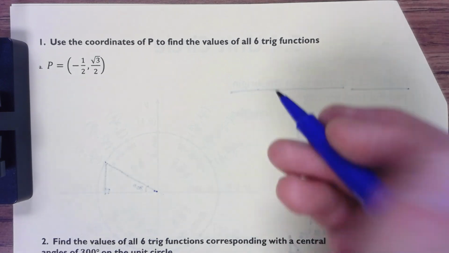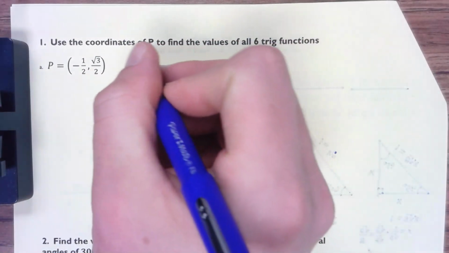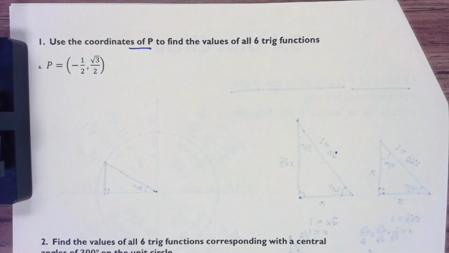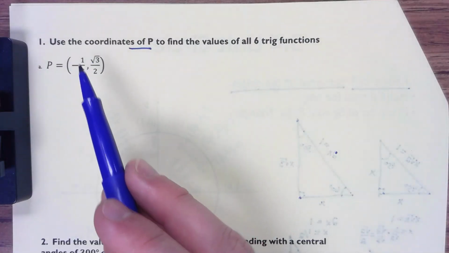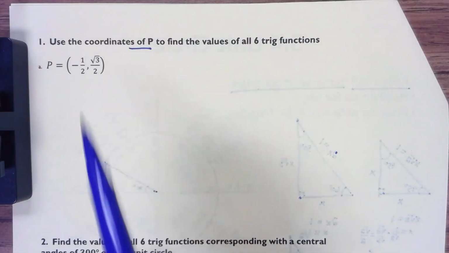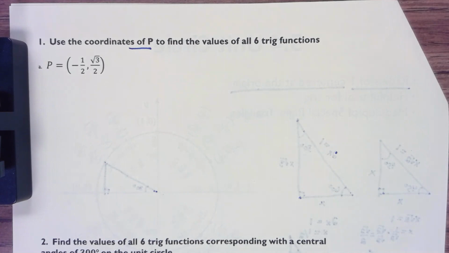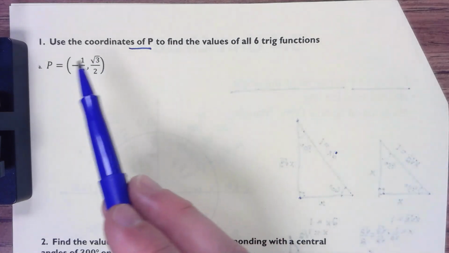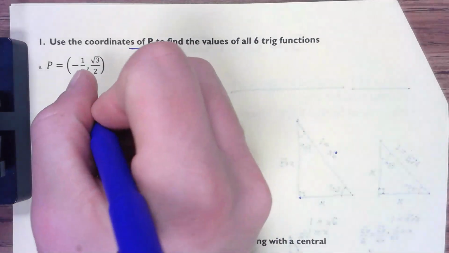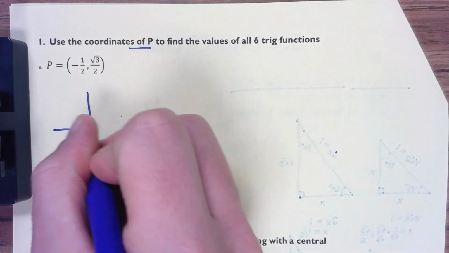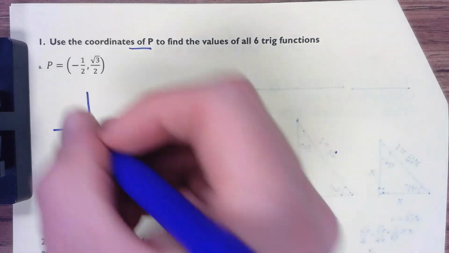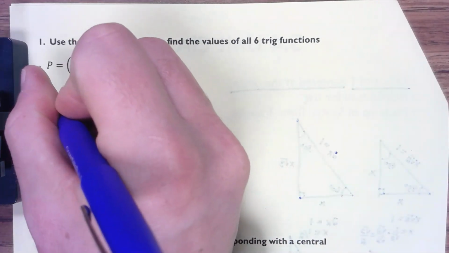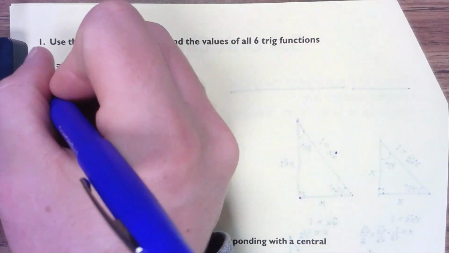But one thing that's nice is that coordinate P is going to end up being on the unit circle. And there's a couple ways I can tell that. One being these coordinates: 1/2 and root 3 over 2, I recognize those as coordinates on my unit circle. Let's draw this real quick. By drawing this, x is negative, y is positive, so it puts us over here in quadrant 2. And this is that point.